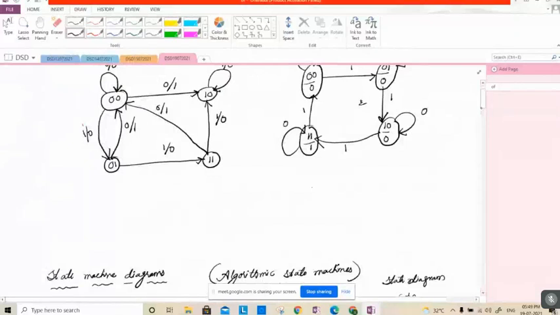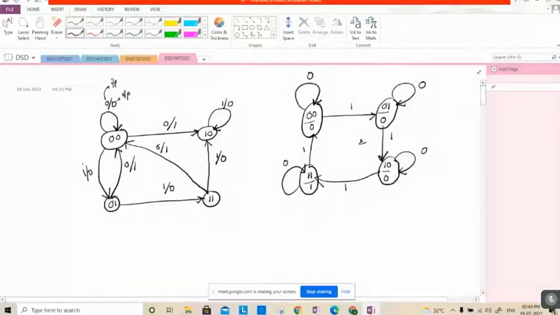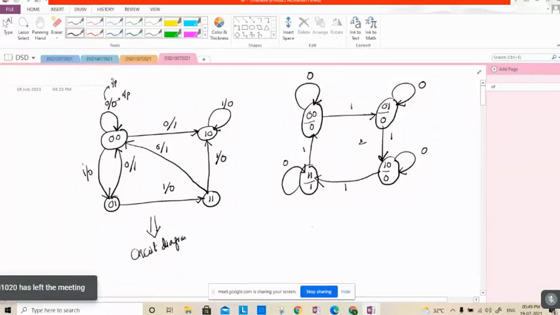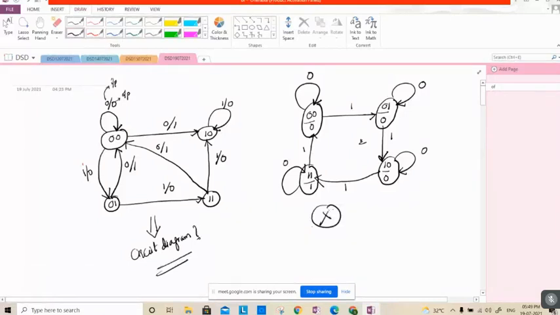Right. If that is clear, I want you to write down or implement this. I want a circuit diagram for this. This is not required now. Only this is required now. I want you to draw the circuit diagram for this problem. How many states are present here? 4 states. Right. Okay.